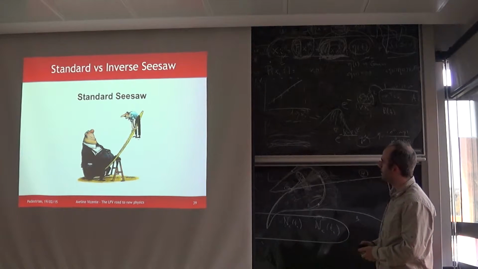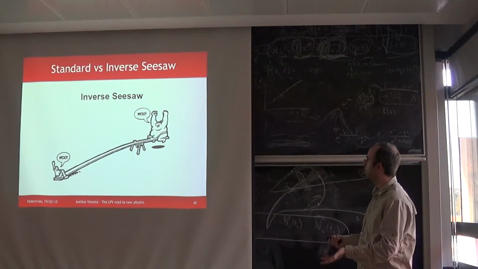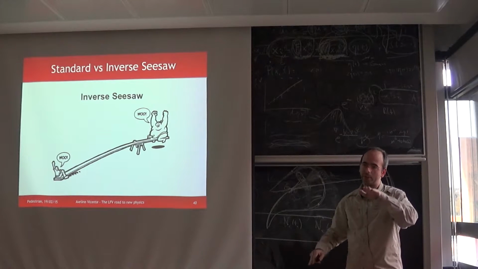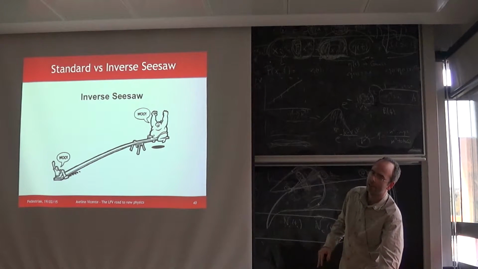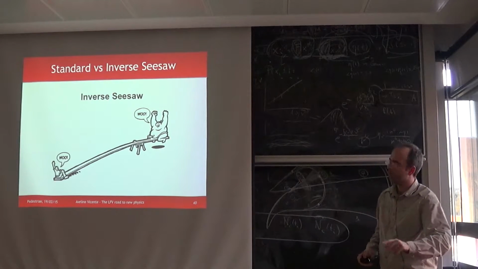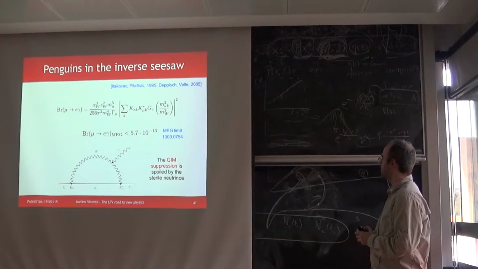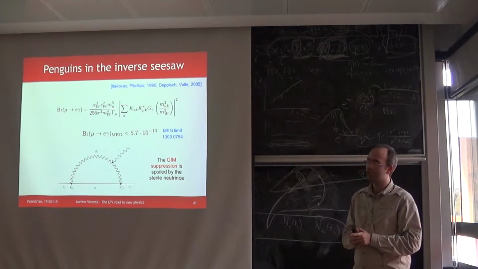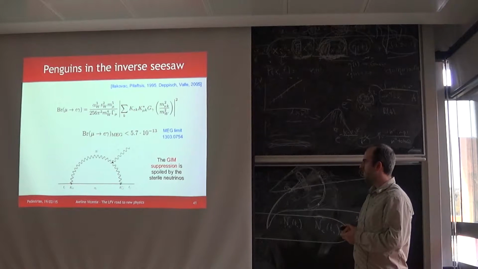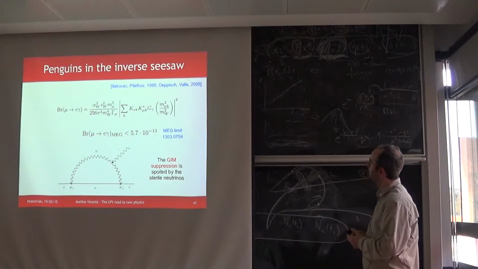So basically the idea is that if the standard seesaw is something like this, the inverse seesaw would be something like that. So it's the other way around. Instead of having a very large scale, you need to have a very small scale to suppress neutrino masses. So you play the other game. Now, people have known that these types of models have very nice perspectives for lepton flavor violation for very simple reasons. And there is a simple way to understand it.